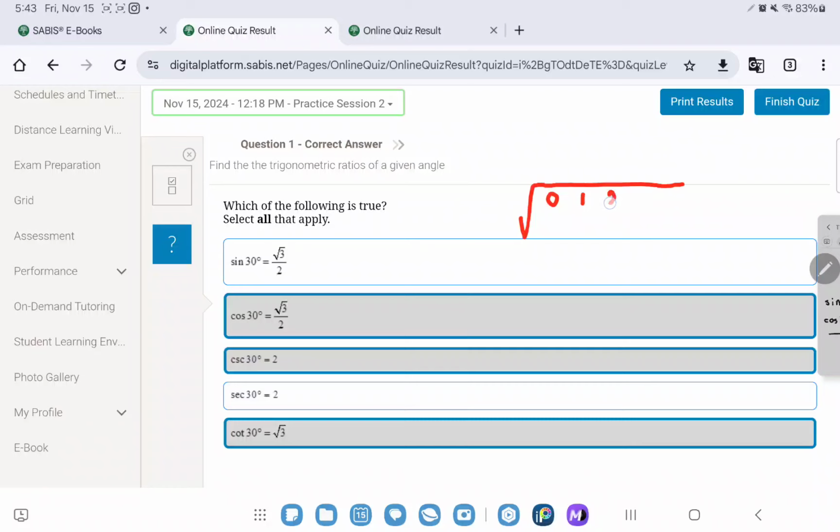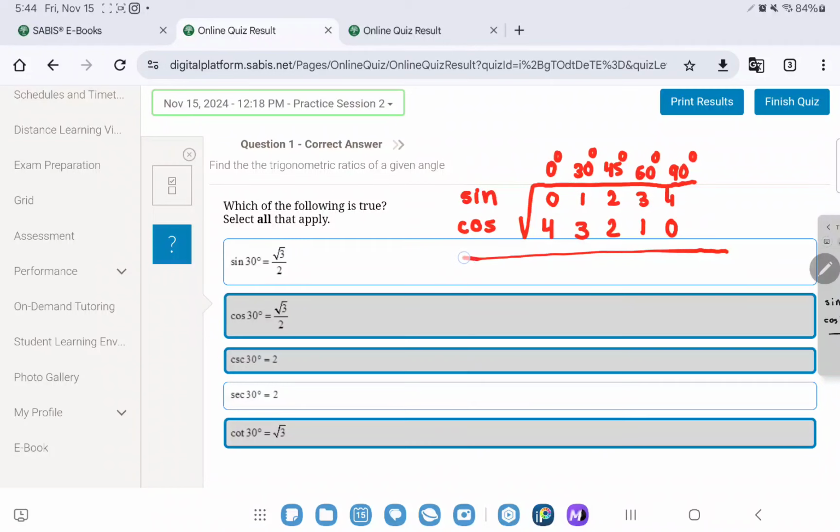Write 0, 1, 2, 3, 4. Then 0, 1, 2, 3, 4 again. Then you write here sine and here cosine. Then here you write 0 degrees, 30 degrees, 45 degrees, 60 degrees, 90 degrees. And then all over 2. That's personally my favorite way to find these ratios.